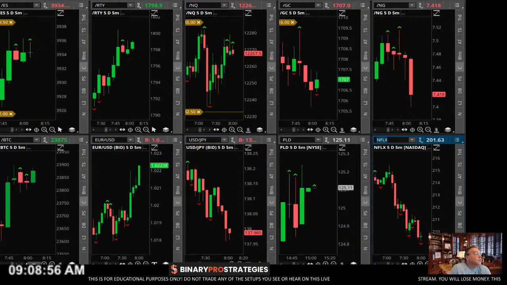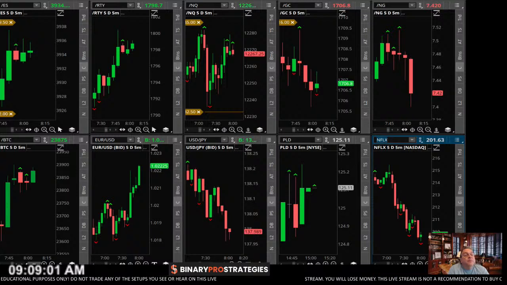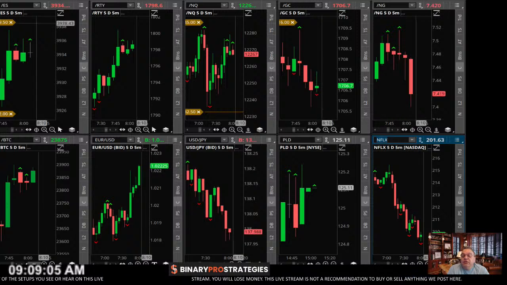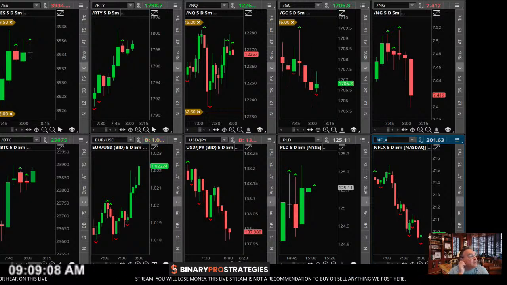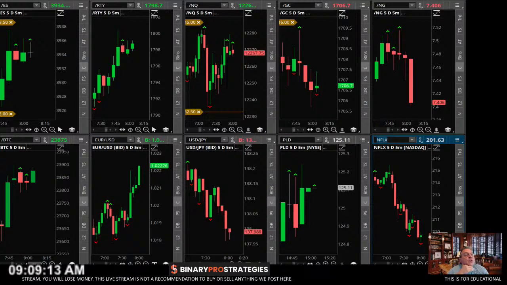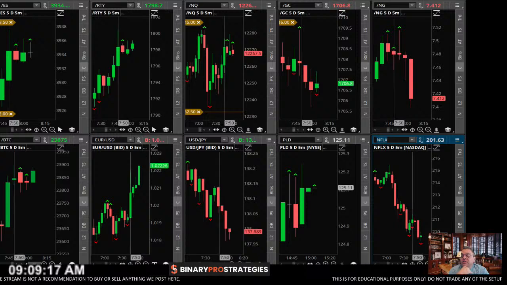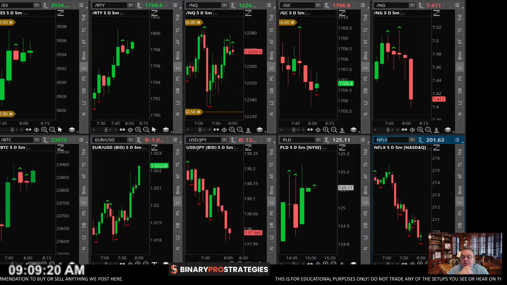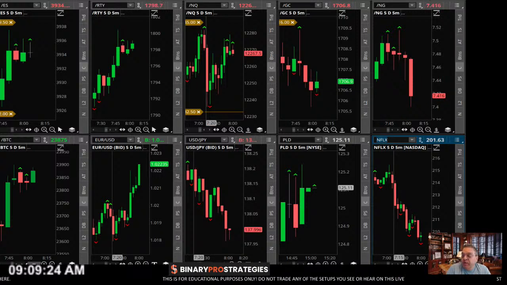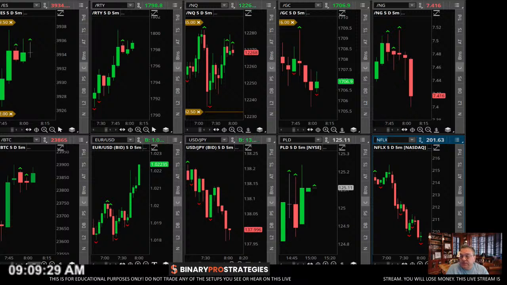Right now it's still short the ES, which is your E-mini S&P 500, short your mini NASDAQ, which is NQ. So quickly, let's look at our symbols up here. ES, E-mini S&P 500, RTY, mini Russell, NQ, mini NASDAQ, NG, natural gas, GC for gold, BTC for Bitcoin. Then for Forex, we're going to be looking at the Euro US, US Yen pairs. Then for our stocks, PLD and Netflix and FLX.